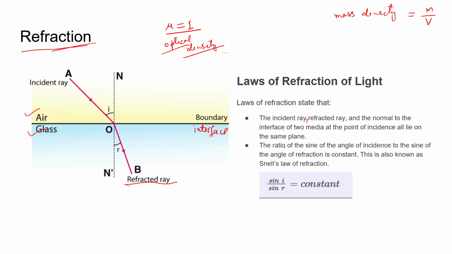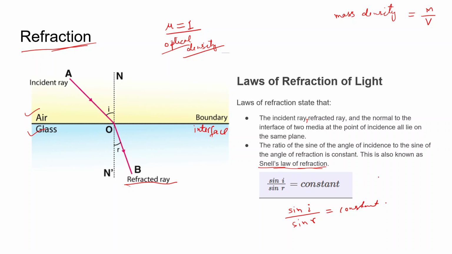The second law says the ratio of the sine of the incidence angle to the sine of the refraction angle is constant. This is known as Snell's law of refraction as well. That is, when we take the sine of the incidence angle i and the sine of the refracted angle r and take their ratio, this ratio always comes out to be constant.